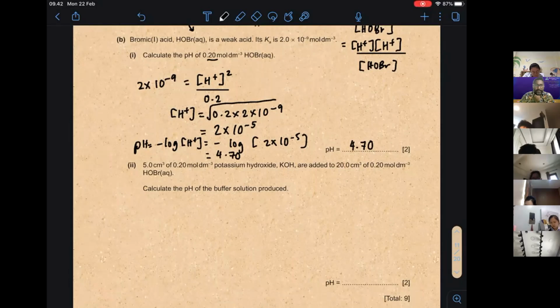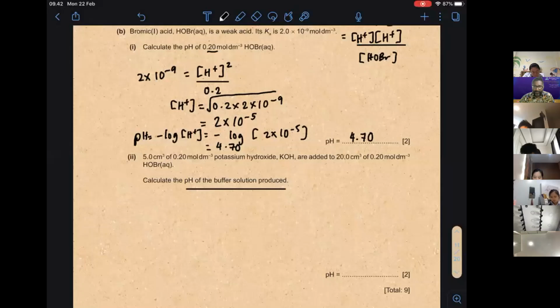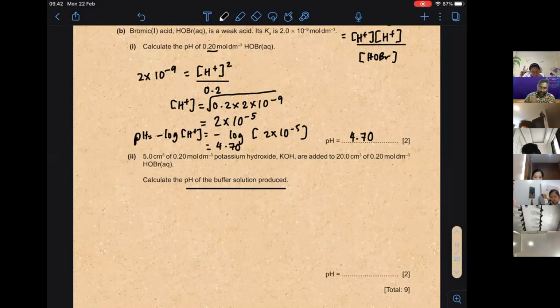Next, you are going to have something like a buffer solution. You have potassium hydroxide, and then you are adding HOBr. So we need to calculate the pH of the buffer solution that is going to be produced. The way to do this: if you are looking for the pH, first find out the number of moles of KOH.